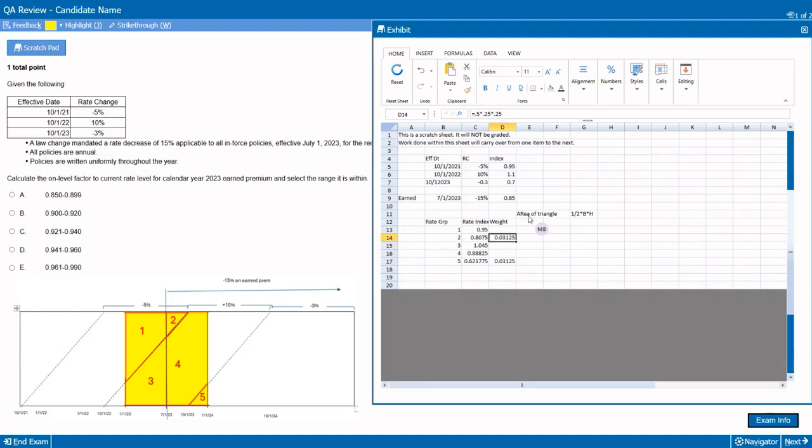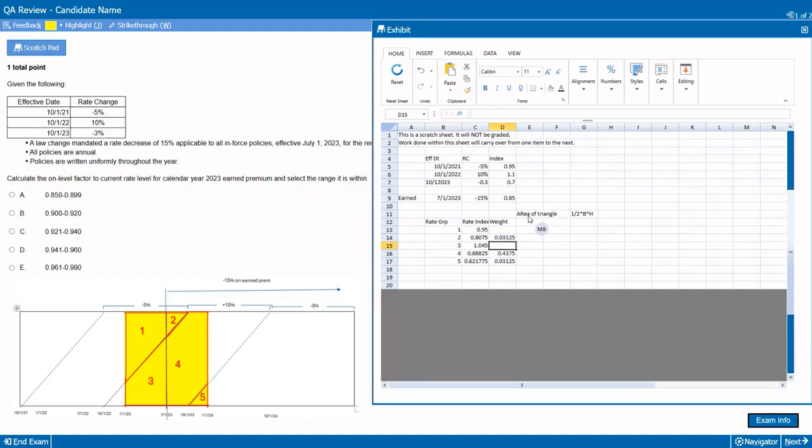So it's also 1/2 times the base times the height. And so now that I have sections 2 and section 5, I can figure out section 4 because that's just a rectangle. Or sorry, 1/2 of the earned period is sections 2, 4, and 5 combined. So section 4 is just 1/2 minus those two pieces.